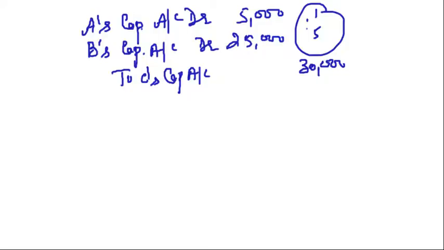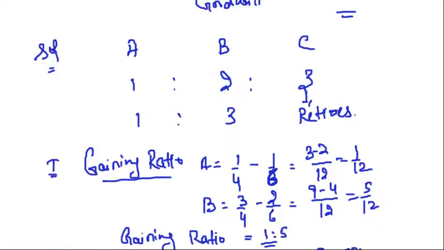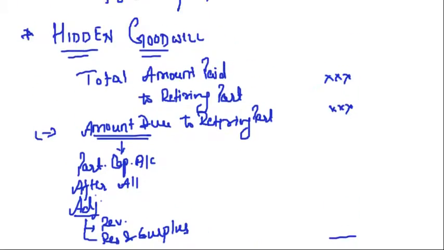Is that clear, friends? This is how we calculate the hidden goodwill, that is the amount that is actually paid to the retiring partner minus the amount due to the retiring partner. Amount due we will get from the partners' capital accounts after all the adjustments. All adjustments means after the adjustment of profit or loss on revaluation, after adjustment of reserves and accumulated profits and losses, or any other adjustment also, right? So the difference is the goodwill being paid. Clear?